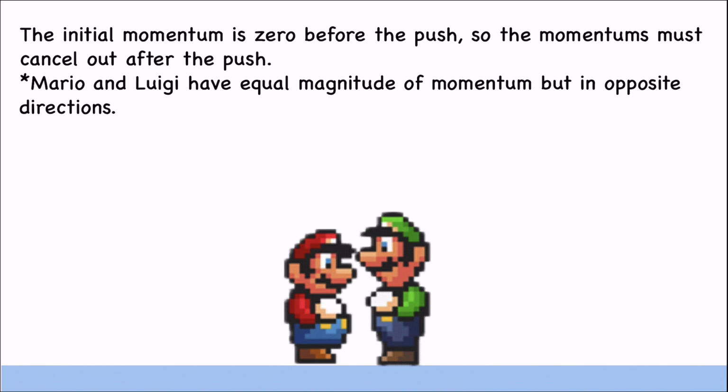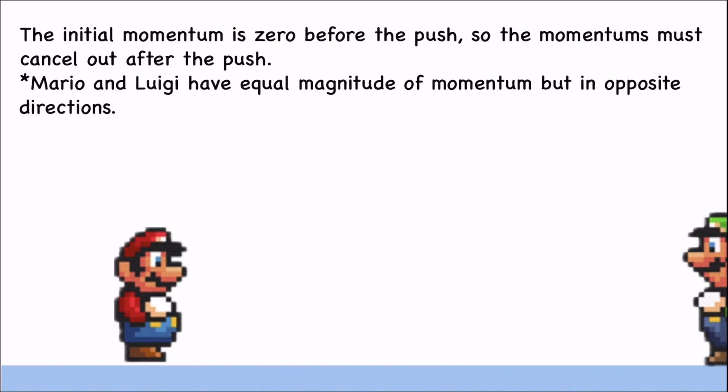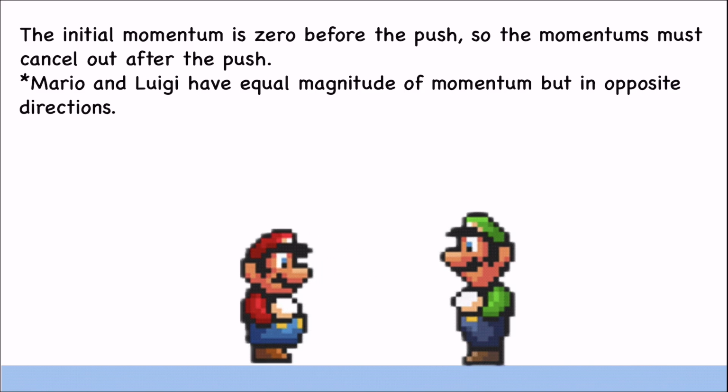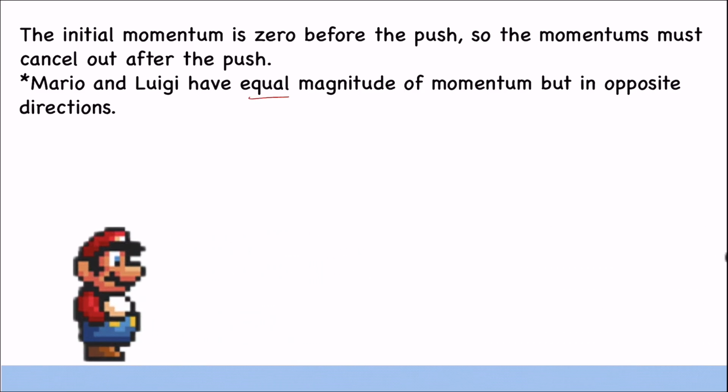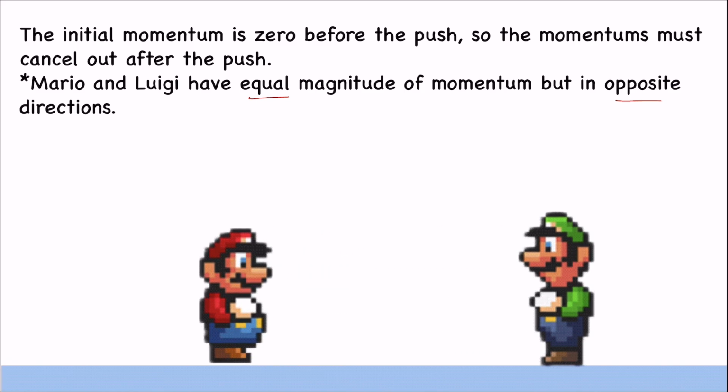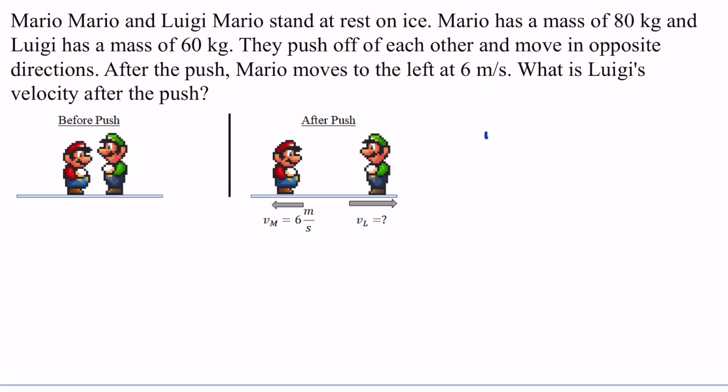The way that that's possible, again, with momentum being a vector, is that after the collision, they're going to have momentums that cancel out, which means they have an equal magnitude, but act in opposite directions. All right, so conservation of momentum says that the initial momentum total equals the final momentum total. And before the push, nothing is happening. So the initial momentum is 0. And then after the push, I just add the momentums. Momentum is mv of both Mario and Luigi.